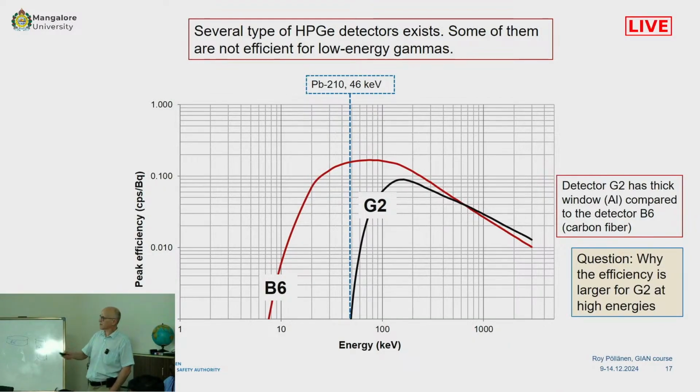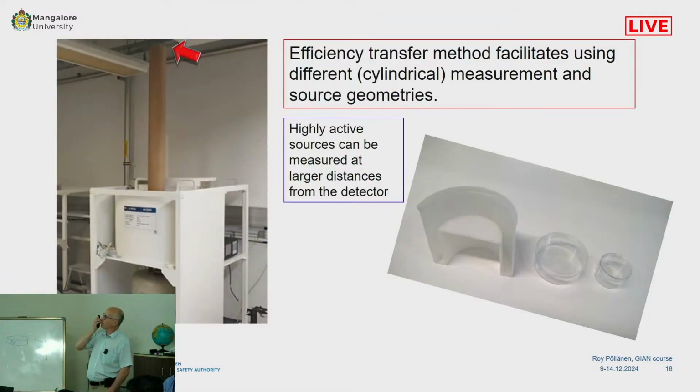All right, if not, let's continue. I explained to you very shortly this efficiency transfer method. I will show these things later, but these are the beakers that we are using in our measurements. Do you have these beakers? These are so-called Marinelli beakers. Okay, you don't have these. I will explain soon. But this is an example of one of our detectors, and can you see this one? The source is located here. Why?